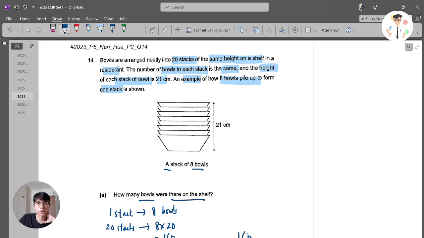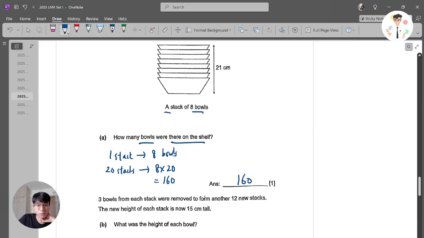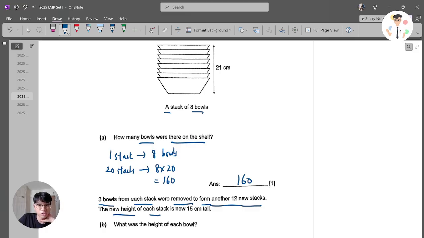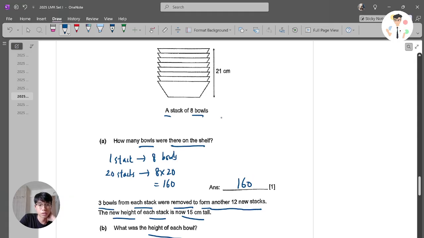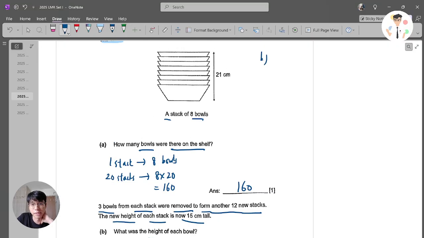So 160 bowls. And the more interesting part is at the bottom here. Now, this part says 3 bowls from each stack were removed to form another 12 new stacks. The new height of each stack now is 15 cm tall. What was the height of each bowl? Let's try to write our working here. For part b, I have 8 minus 3, which means each new stack should actually have 5 on top, right? But let's try the count first.